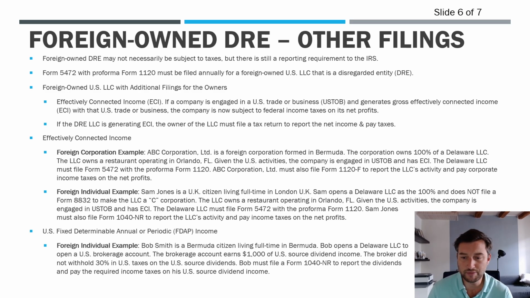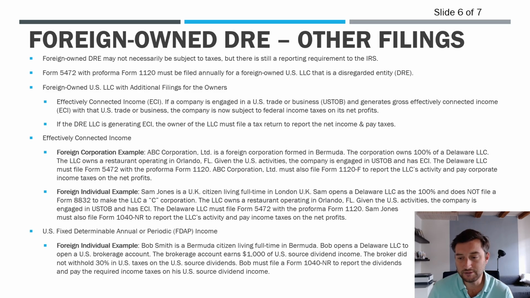So let's say we have Bob here. He is a Bermuda citizen, lives in Bermuda. He opens a Delaware LLC to open a U.S. brokerage account. Now, the brokerage account earned $1,000 of U.S. source dividend income, but because of, let's say, a mix-up in the paperwork, the broker forgot to withhold 30% in taxes before depositing the $1,000 into Bob's account. Well, Bob is still liable for the withholding tax, right? The withholding tax is 30% on the FDAP income unless it's reduced by a treaty.